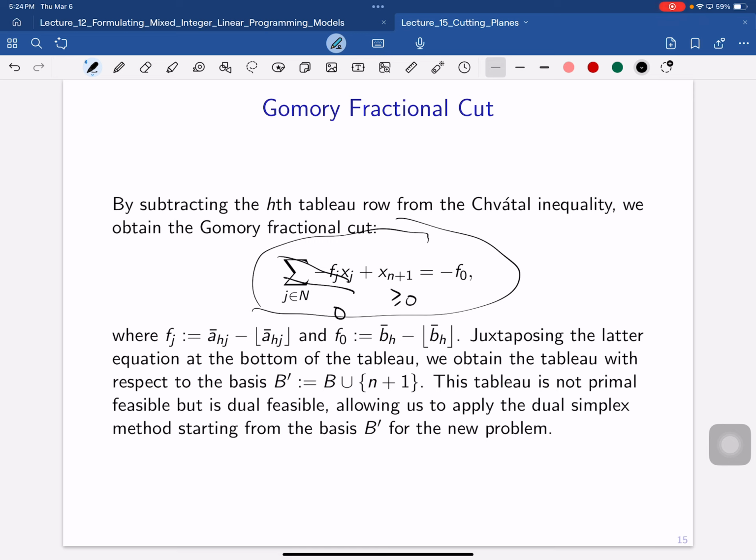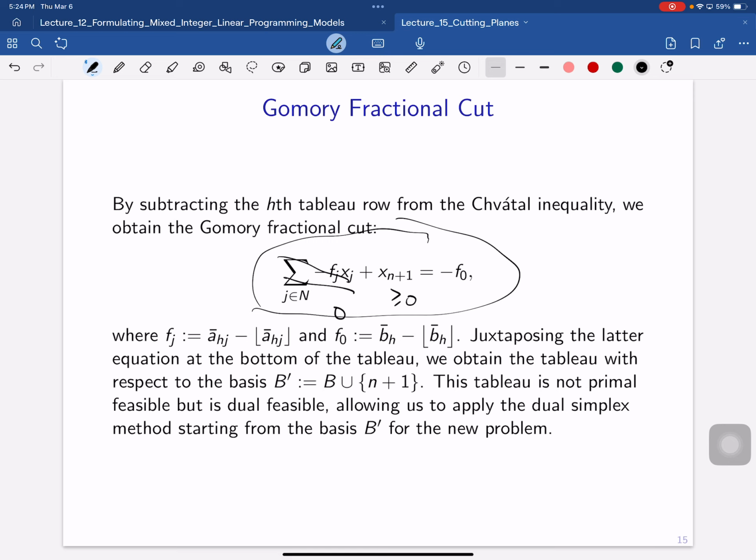It represents a fraction of the right-hand side, right? So therefore, if you take into account the original solution, you got something: the left-hand side is greater than or equal to 0, and the right-hand side is strictly less than 0, right? So now you can show this equation cuts off the original solution.